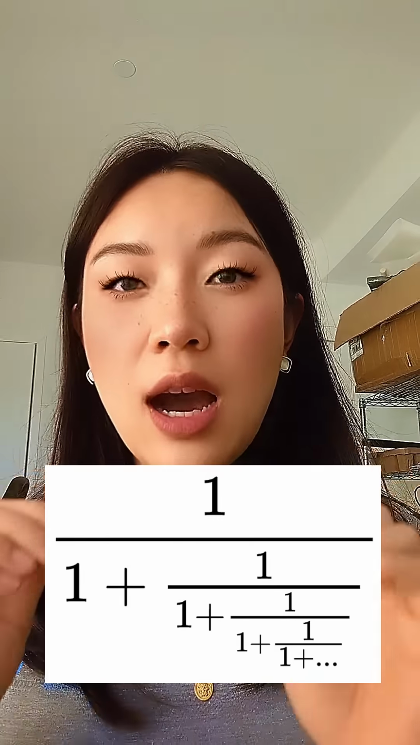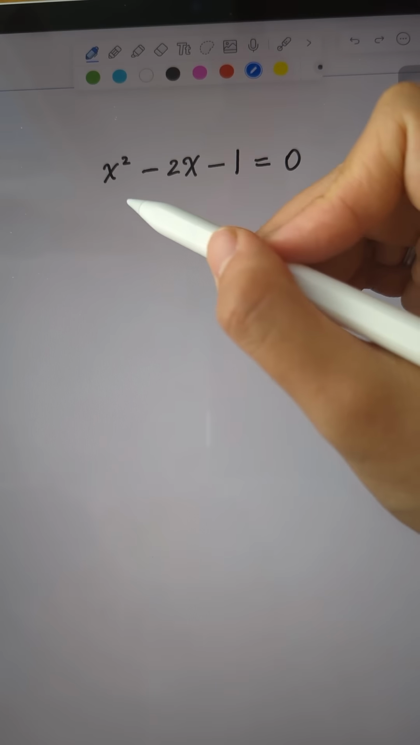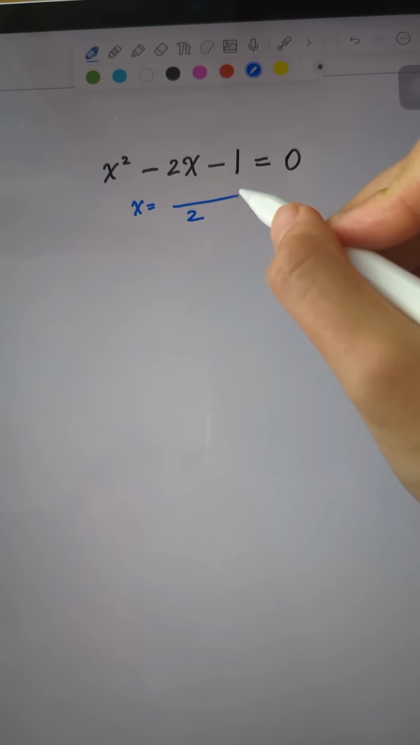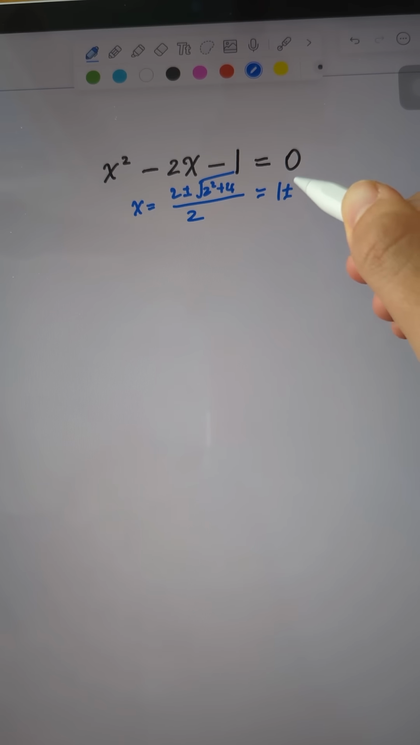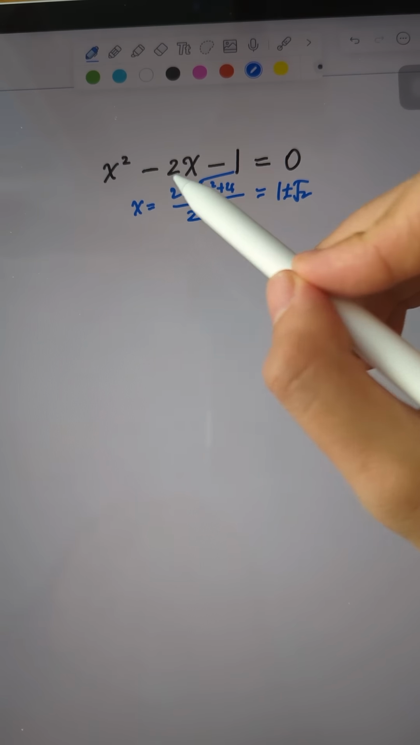Today I'm going to show you how to use continued fraction to solve a quadratic equation, not using quadratic formula, by the way. Using quadratic formula, we know the solution is 1 plus minus square root of 2. However, it's not intuitive. Today, I'm going to show you how to use continued fraction to solve this.